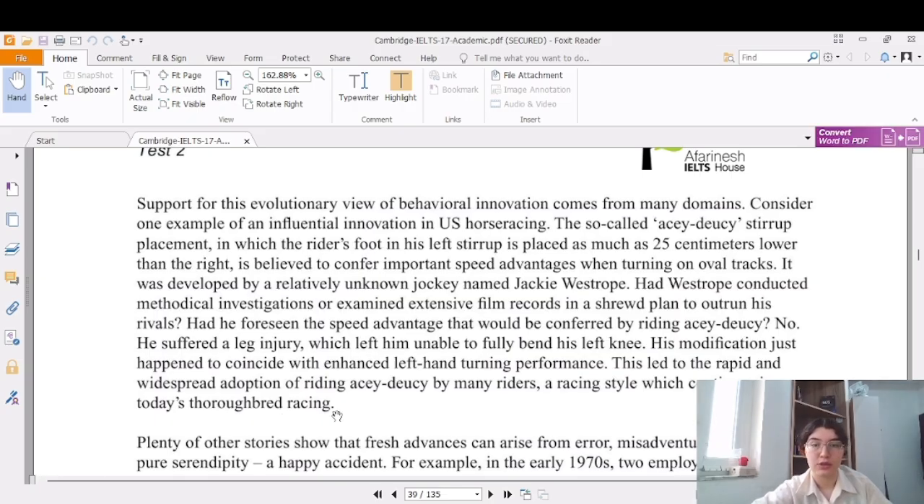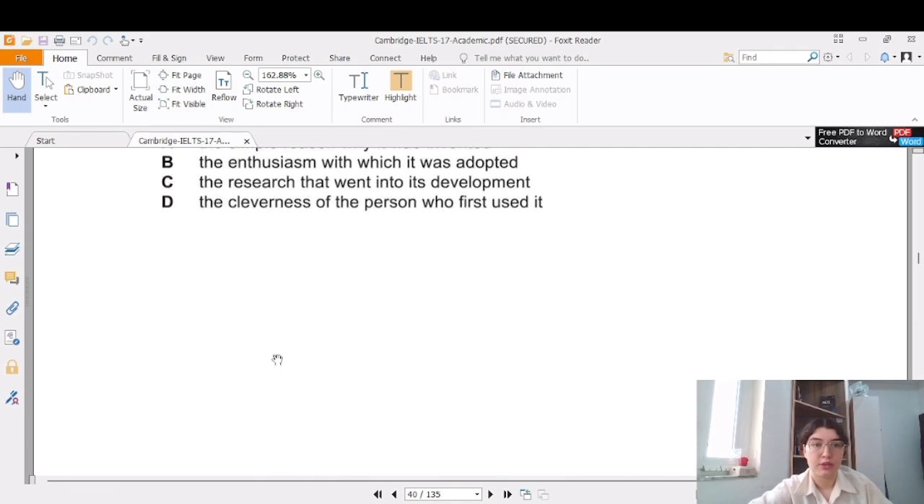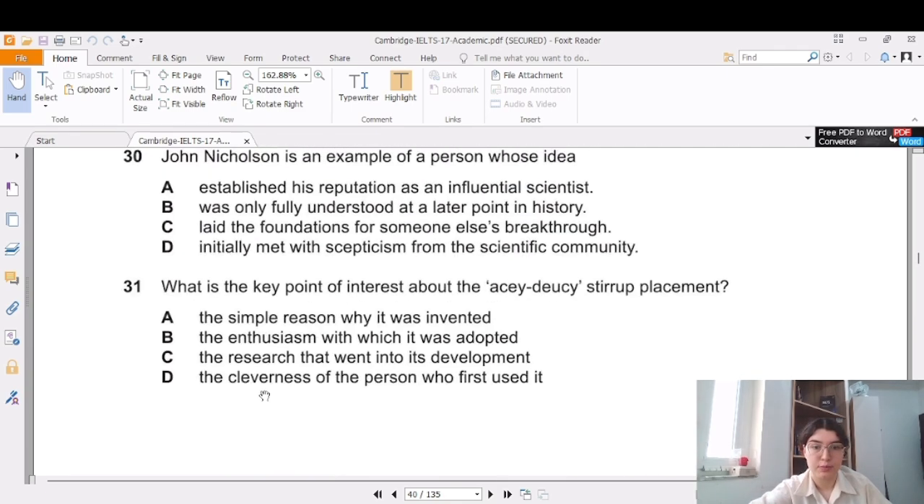So it says that this person came up with this idea not because of examining or investigation. It's because he suffered a leg injury himself and he was unable to bend, and then they suddenly saw that it could actually enhance the performance of those riders. So because of that, it would be A, the simple reason why it was invented. The simple reason why it was invented was because this person suffered a leg injury, not because they did so many investigations. There was no research here. It was just an idea that someone came up with.